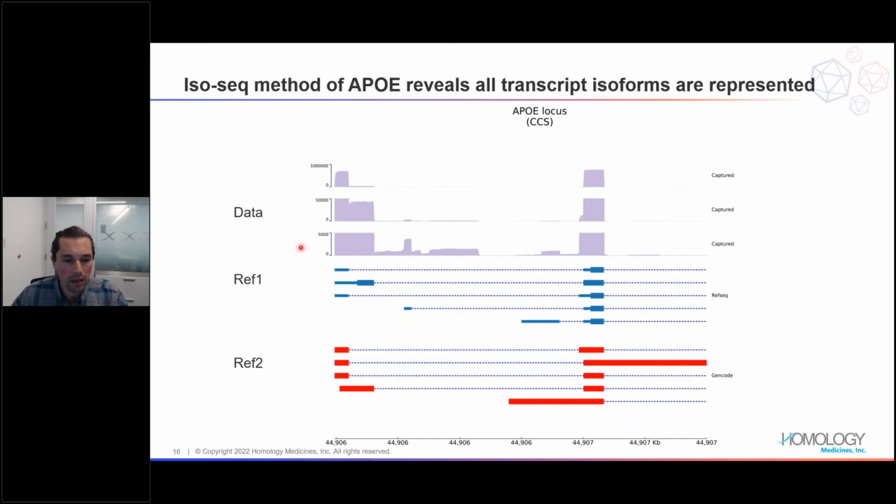I showed this slide to show you that we were able to pick up those very lowly transcribed isoforms. So we knew that we could be confident going into an assay with a transcribed sample, knowing that we could pick up really lowly expressed isoforms. So yeah, our assay was quite sensitive.